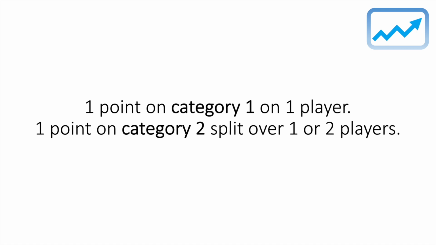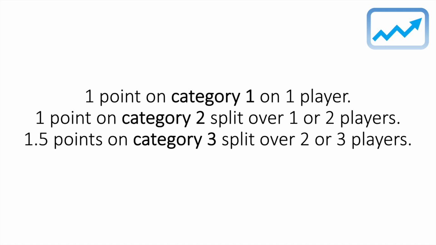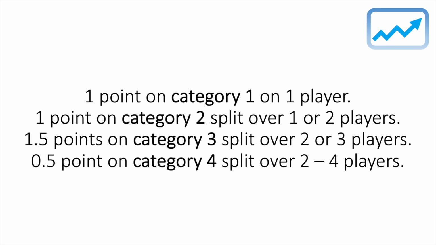Now these will be split over 1 or 2 players, depending on other criteria. I will then split 1.5 points on category 3 players. Now this may be over 2 or 3 players. And then for the final half a point, I will place this half point on a category 4 player, actually split between 2 to 4 players.